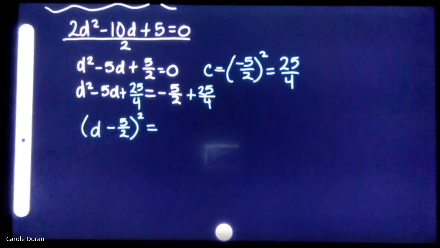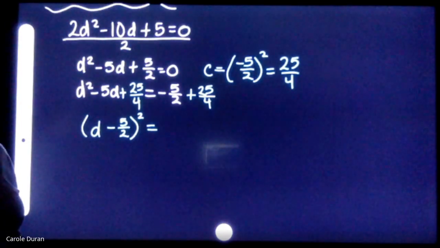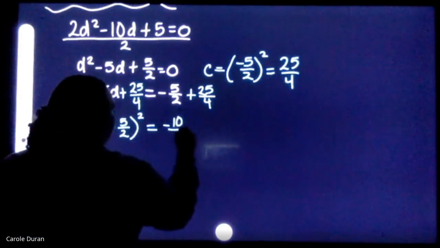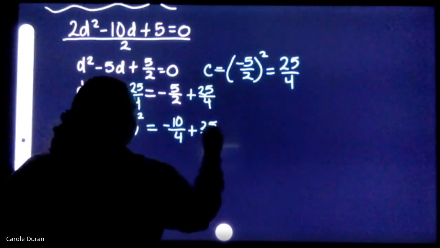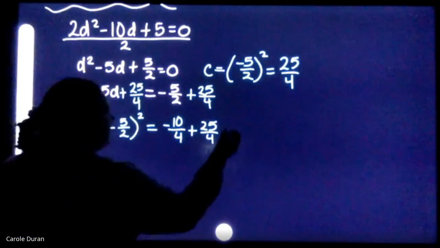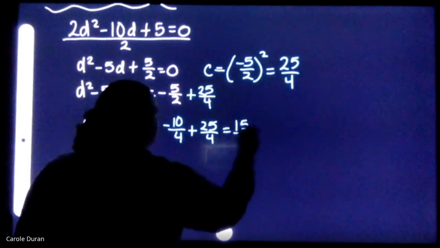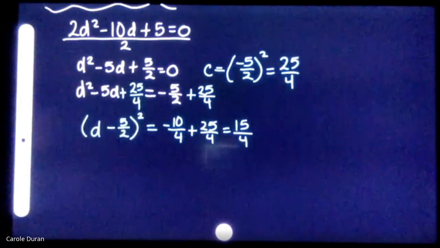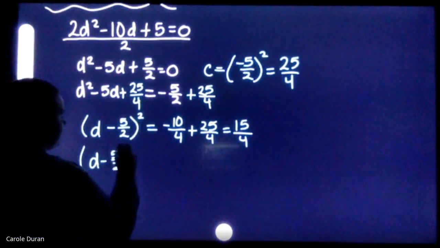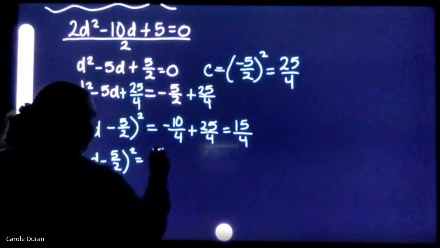And then I need to combine my two fractions on the right-hand side. I can't do that currently because one's over 2 and one's over 4. So I need to take negative 5 halves. I need to multiply it by 2 over 2. When I do that, I get negative 10 over 4, which I can then combine with the 25 over 4 that's already there. When I do that, negative 10 plus 25 is 15. So that gives me the result of 15 over 4. So now I have D minus 5 halves squared equals 15 over 4.